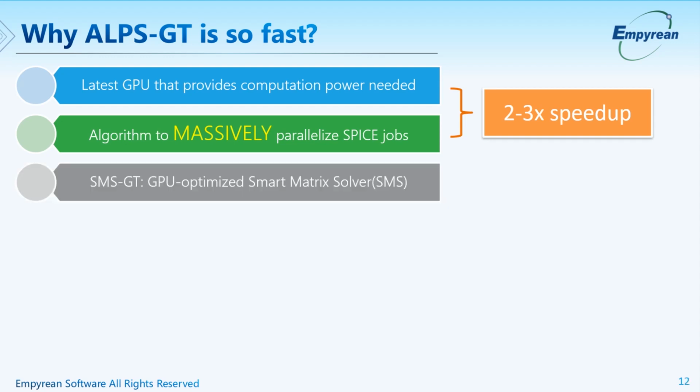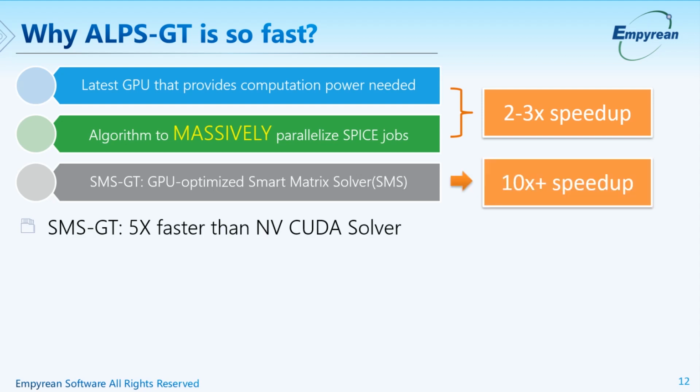So that is why we have another key technology called ALPS-GT, which is a GPU-optimized smart matrix solver. What it can do is provide 5 times faster speed than NVIDIA's CUDA solver. And with the help of ALPS-GT, we can finally achieve more than 10 times speed up over current solutions.